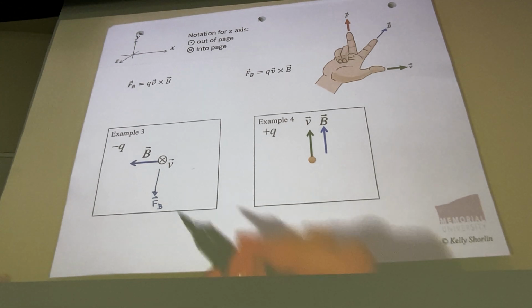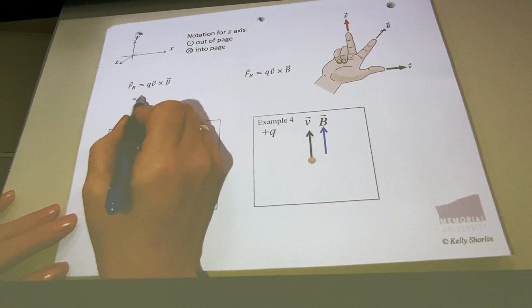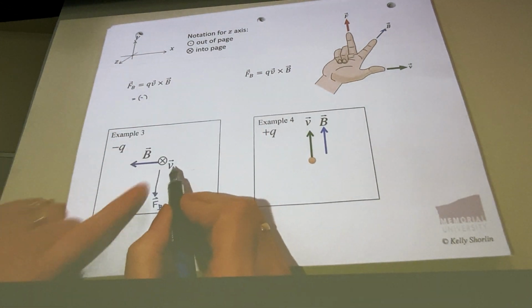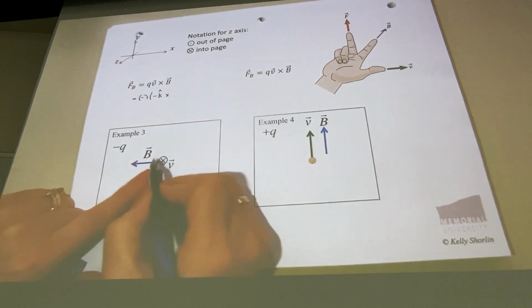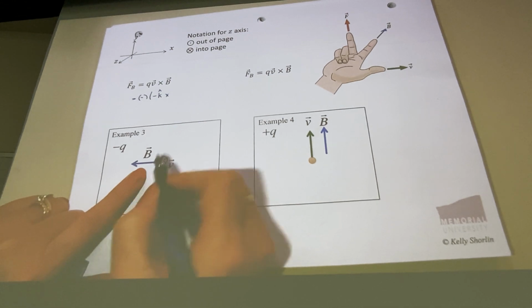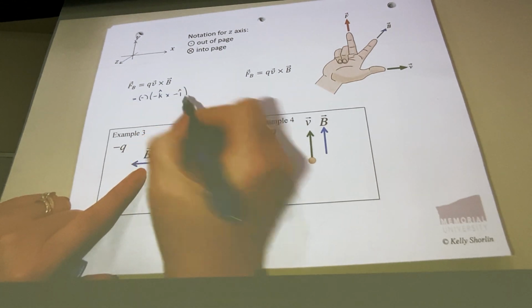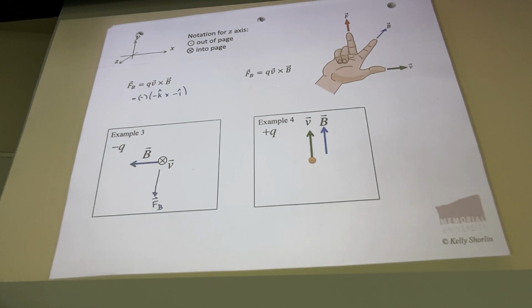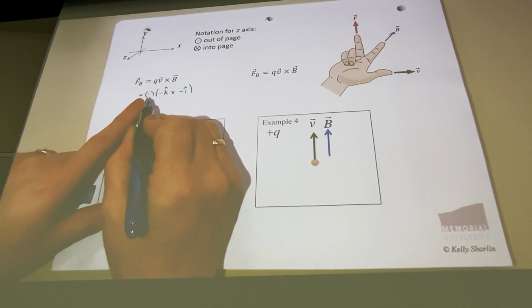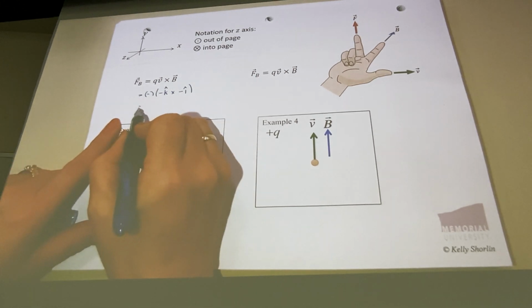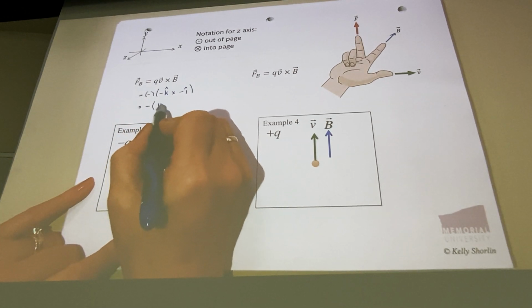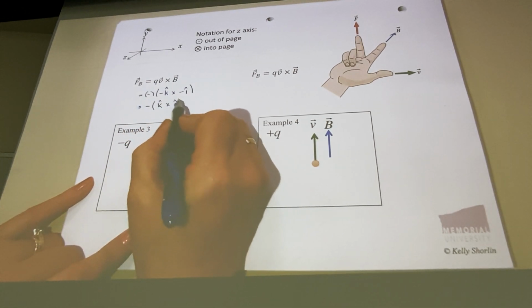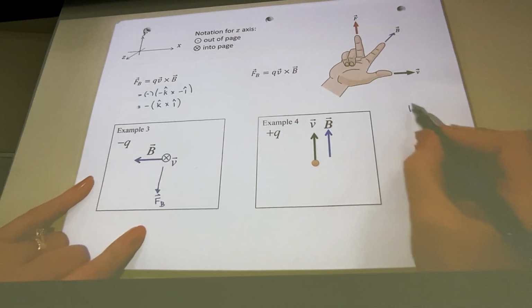We can do this with the math. Okay, our charge is negative, so there's a negative. Our V is into the page, that's a negative K direction. We're crossing that with B, which is to the left, that's a negative I direction. Okay, this is about as tangly as this can get, so let's deal with all these negatives. A negative times a negative times a negative is a negative. So negative times negative is positive, and I've still got that negative out front. So I'm left with negative k cross I.